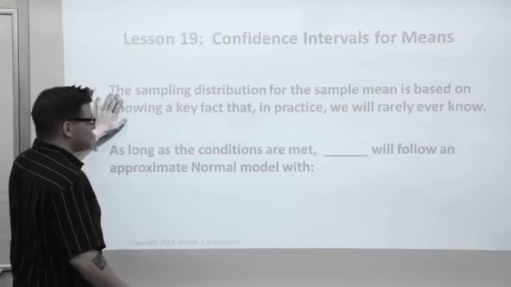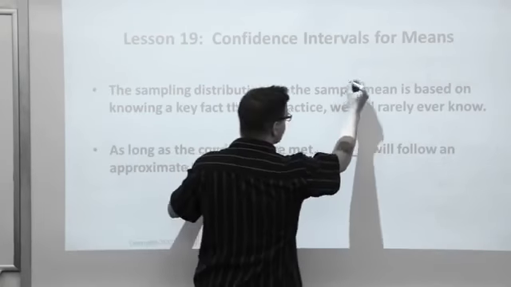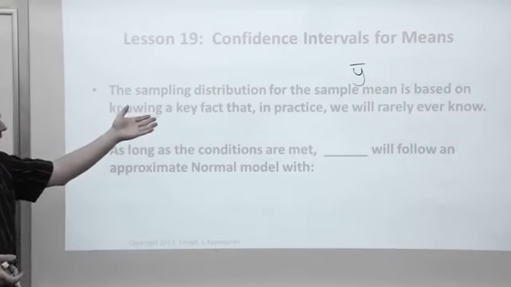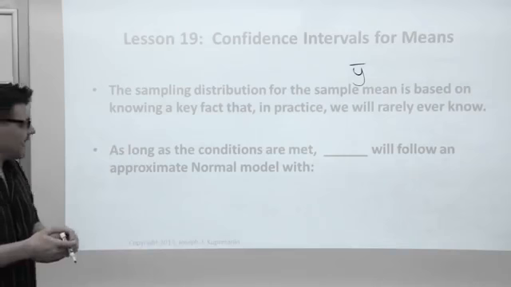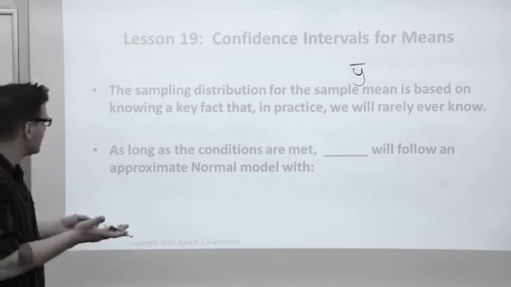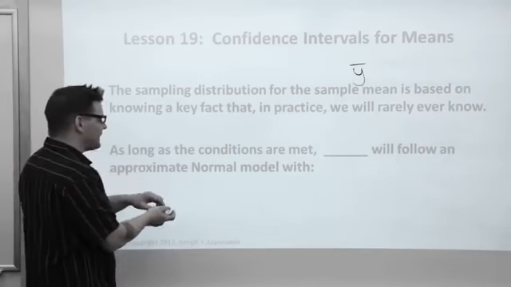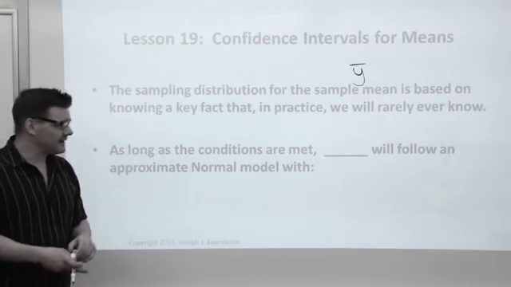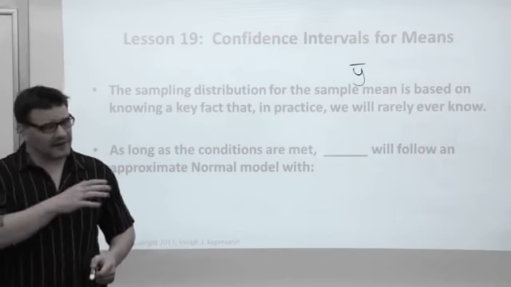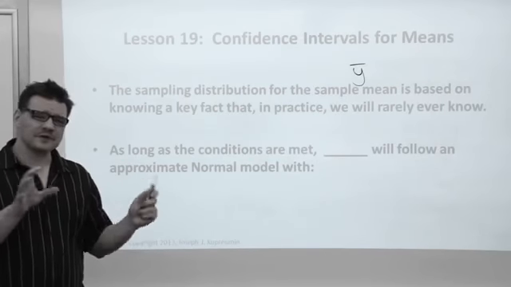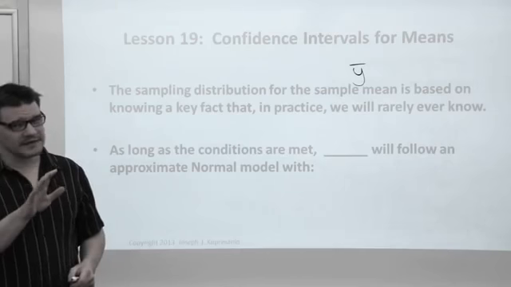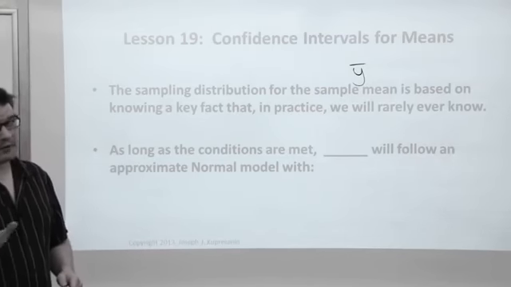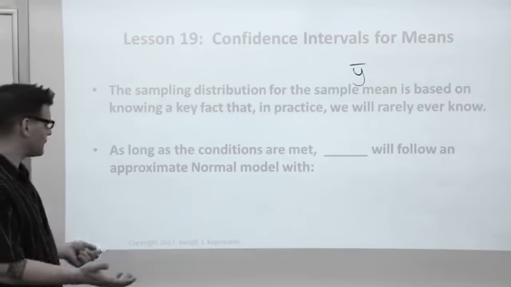The sampling distribution for the sample mean. This was lesson 18. This is the y bar model, and if certain conditions are met, then y bar will follow a normal model. This is based on knowing a key fact. In practice, we'll rarely know that key fact. Everything in lesson 18, we presumed we knew the value of sigma. Sigma is the standard deviation for the whole population. We won't know that fact, and so this video describes that.